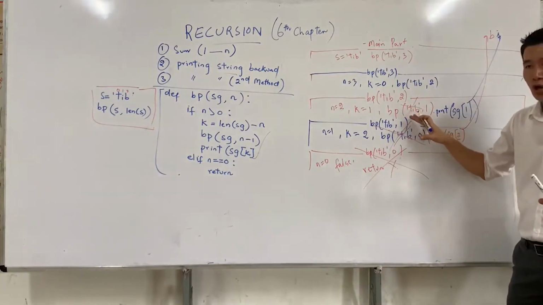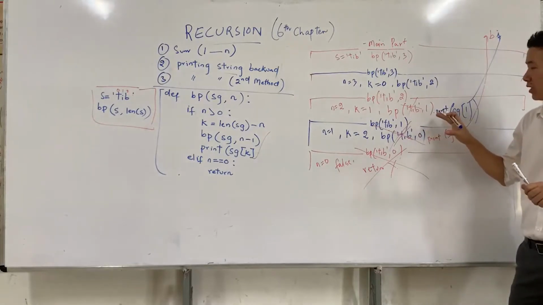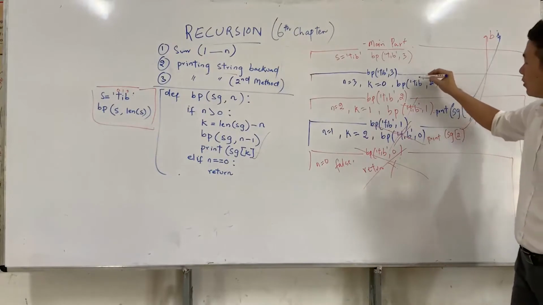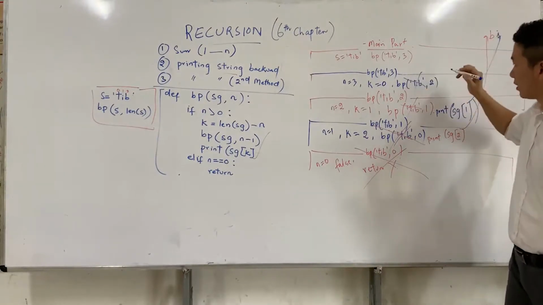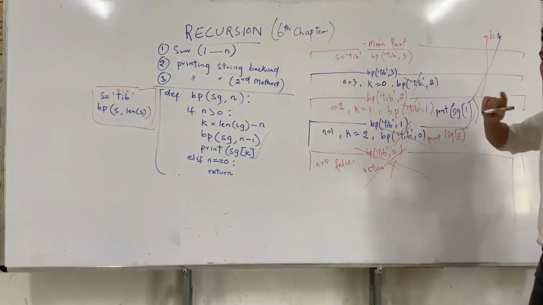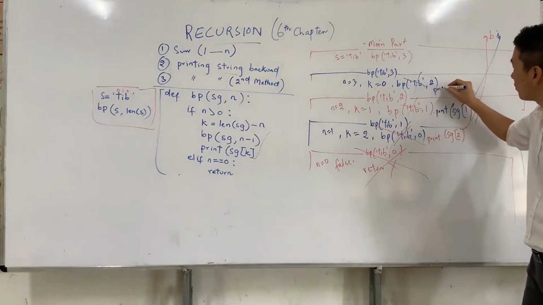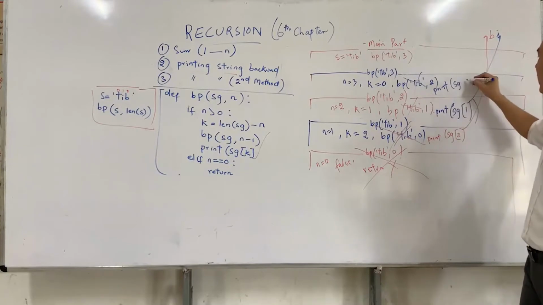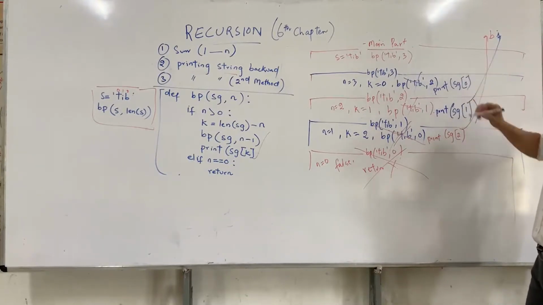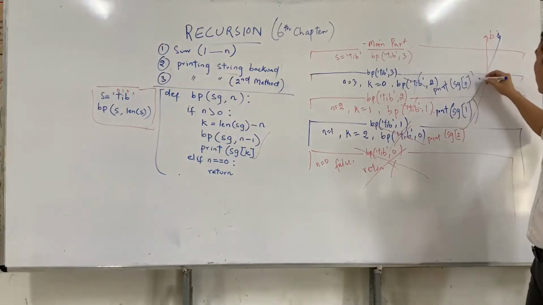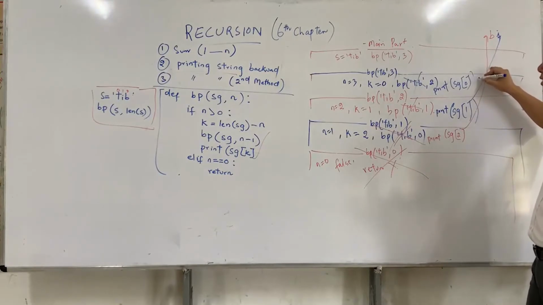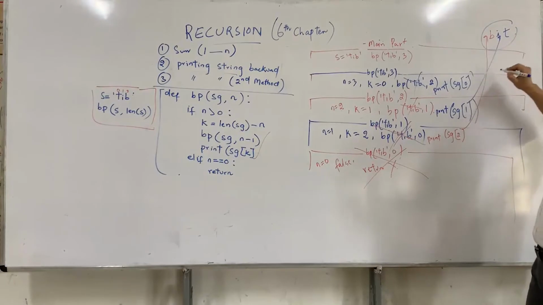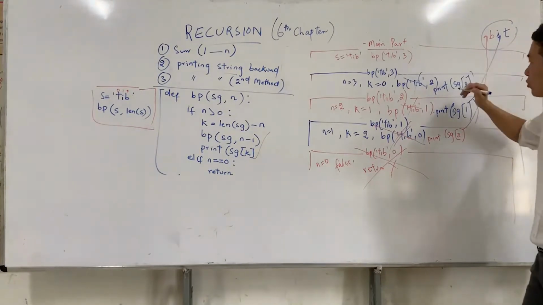I'm done with the function call. I'm also done with the printing statement which is pending. You will now have the printing statement of print SG of k. The value of k is 0, and then you will get the answer as T. So this is how I print the string backward.